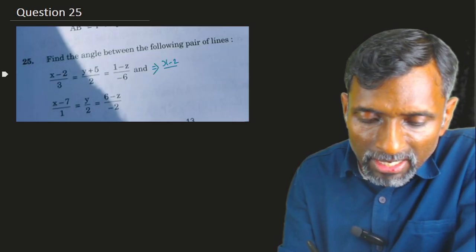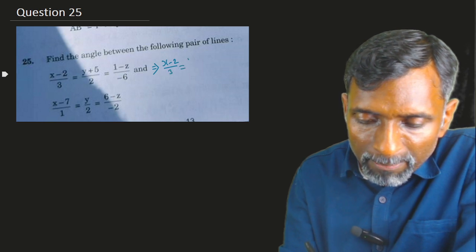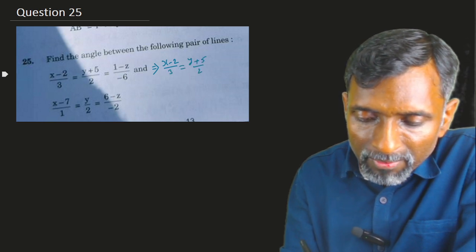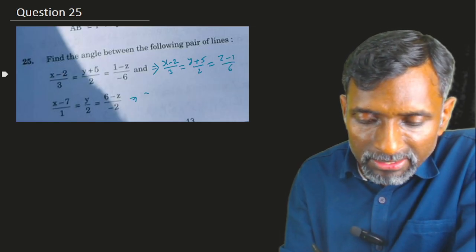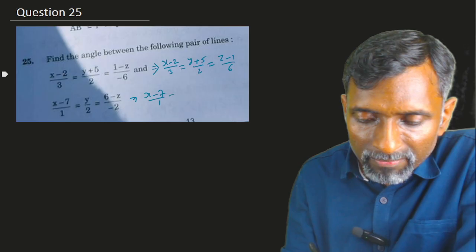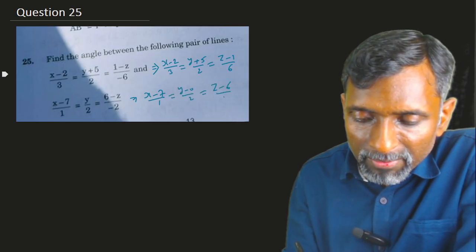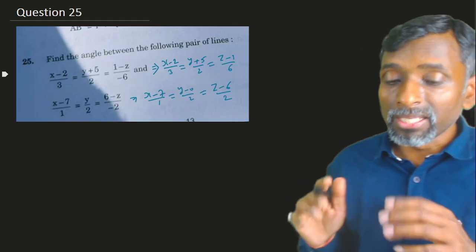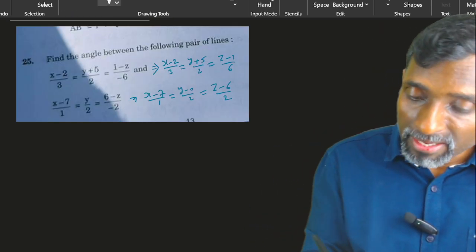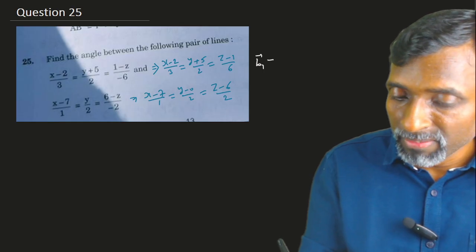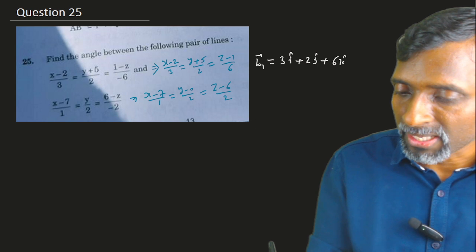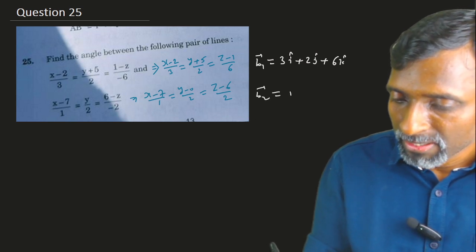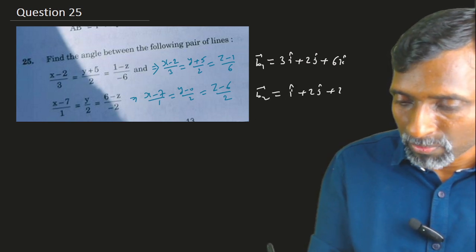So the first equation can be written as (x minus 2) by 3 is equal to (y plus 5) by 2 is equal to (z minus 1) by 6. We need to transform the second into the standard form: (x minus 7) by 1, (y minus 0) by 2 is equal to (z minus 6) by 2. Right? So these are the standard form. Now we can write the direction ratios of both lines. So b1 vector can be written as 3 i cap plus 2 j cap plus 6 k cap, and b2 vector can be written as i cap plus 2 j cap plus 2 k cap.